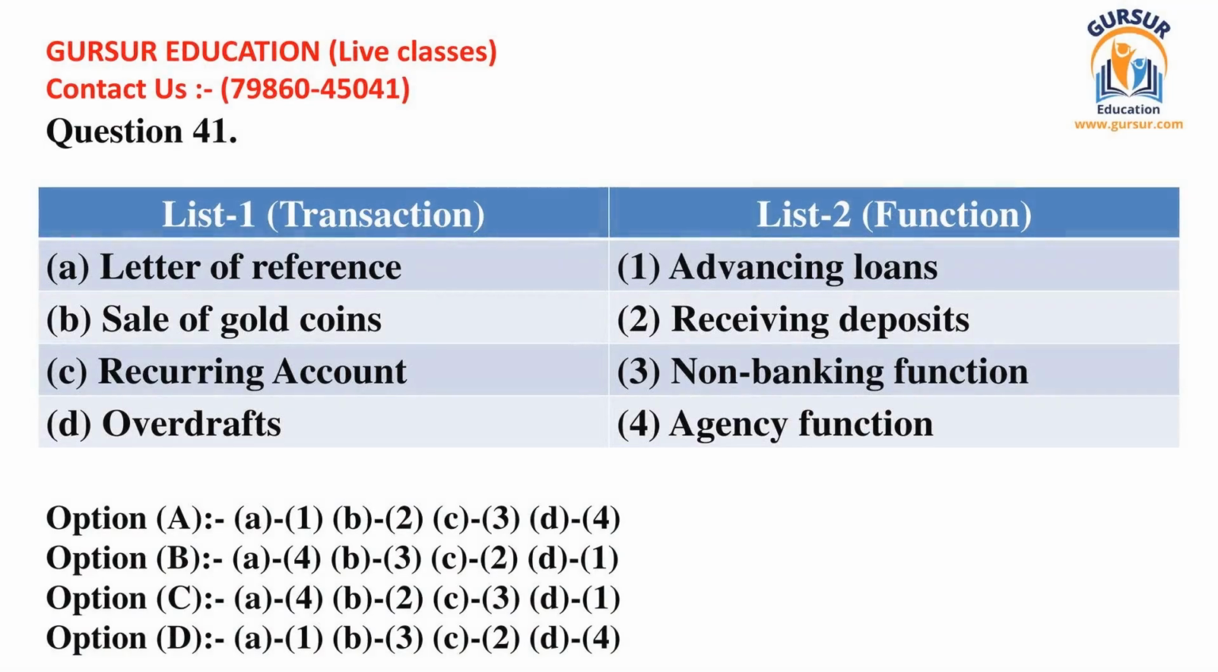Question number 41. Two lists are given in this question. You have to match correct items of list 1 with correct items of list 2. List 1, transaction, contains the following items: A. Letter of reference. B. Sale of gold coins. C. Recurring account. D. Overdrafts. List 2, function, contains the following items: 1. Advancing loans. 2. Receiving deposits. 3. Non-banking function. 4. Agency function. Below are given the options with different matches. You can pause the video and choose the appropriate answer.